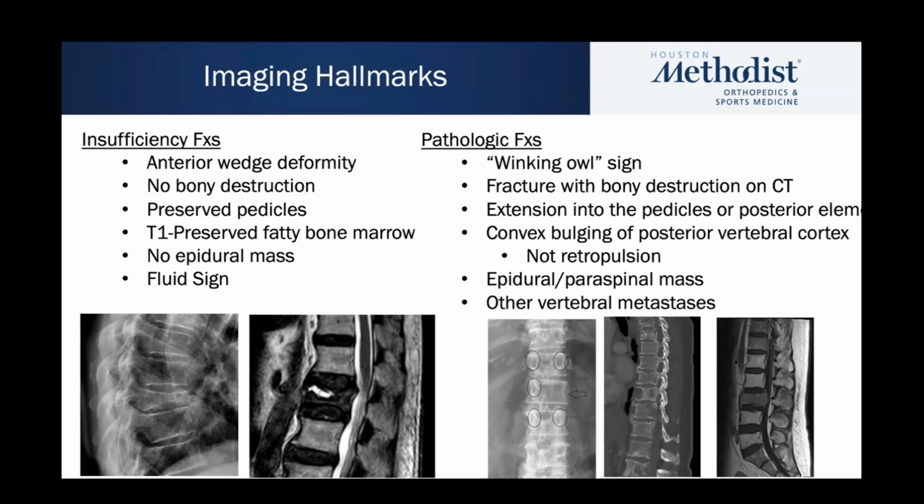And then a more subtle but very important finding is if there's convex bulging of the posterior vertebral cortex, but not necessarily retropulsion, and we see that on MRI or CT, that can be very much indicative of a pathologic fracture. And then, of course, any epidural or paraspinal mass, or if the patient has other vertebral metastases, those would be clear signs of a pathologic fracture.